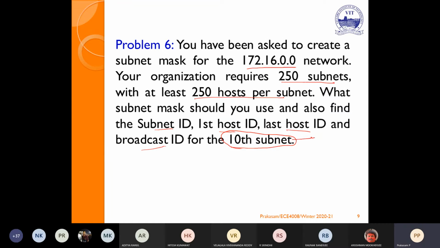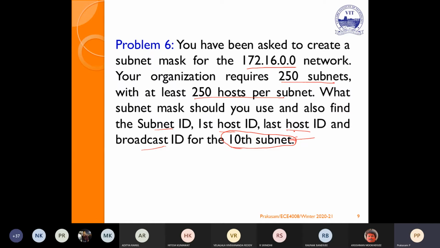This type of problem we will mostly be asked: 10th subnet, 20th subnet, 200th subnet. It is very easy. If you know how to find the 10th or 15th or 20th, then it is very easy. Even if you are asked to find maybe the 200th or 210th or 220th, it is very easy. So we will go step by step.